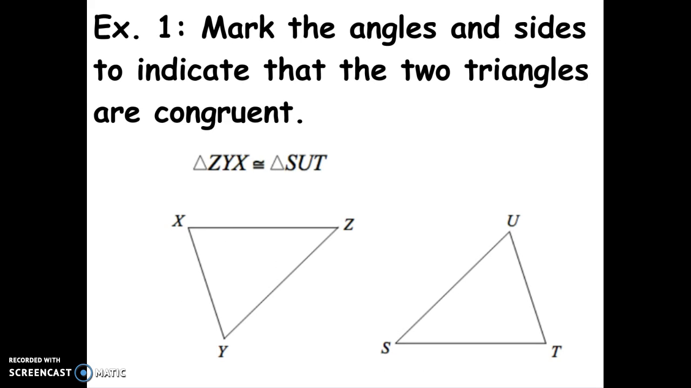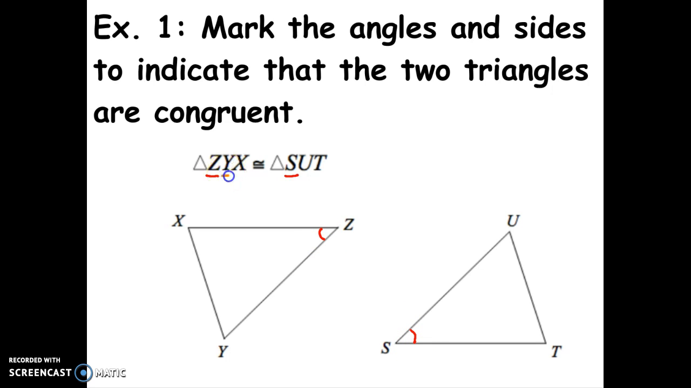Example 1. Mark the angles and sides to indicate that the two triangles are congruent. So we're told that triangle ZYX is congruent to triangle SUT. So we're going to take a look at our congruent statement and simply follow the order of the letters. So the first angle we have is Z. For this triangle and for this triangle, it's S. So that tells us that angle Z corresponds to angle S, and they are congruent. And we use one angle arc.